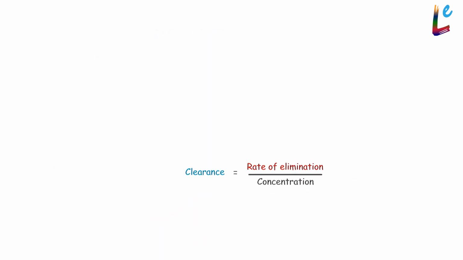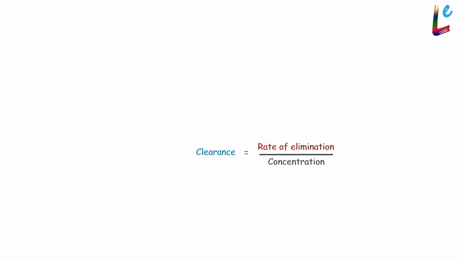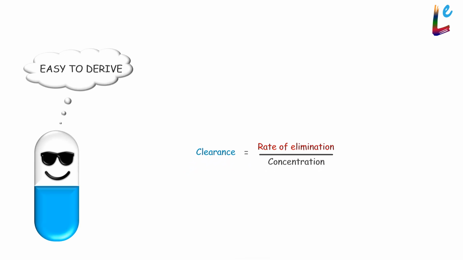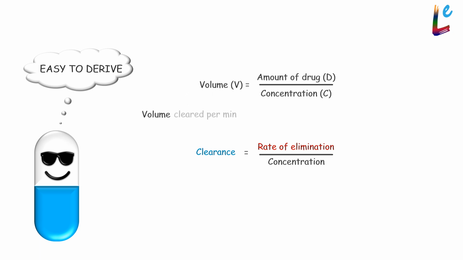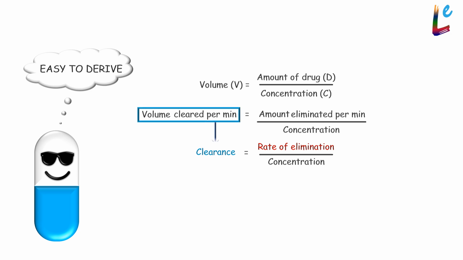If you ever forget this equation to calculate clearance, there is an easy method to derive it. We know volume is equal to amount by concentration. Therefore, volume cleared per minute is equal to amount eliminated per minute divided by concentration. Volume cleared per minute is clearance, and amount eliminated per minute, as we already know, is rate of elimination. Thus, we have clearance is equal to rate of elimination divided by concentration.